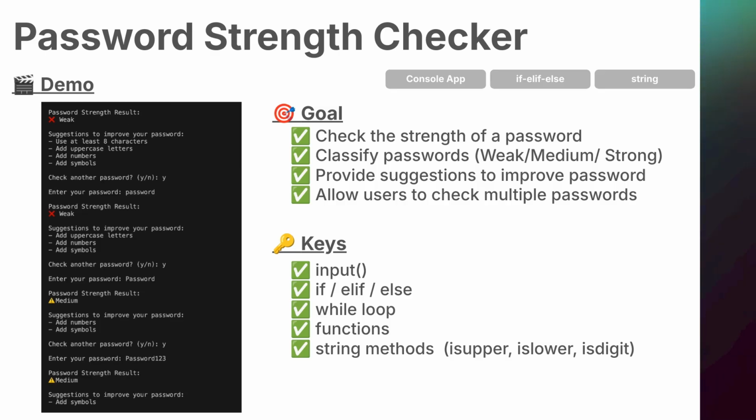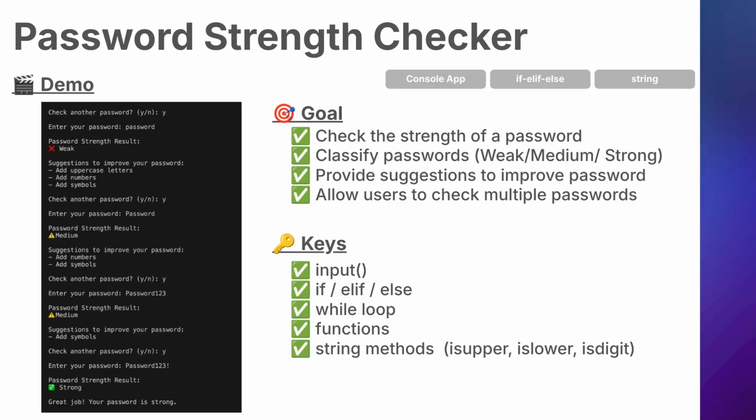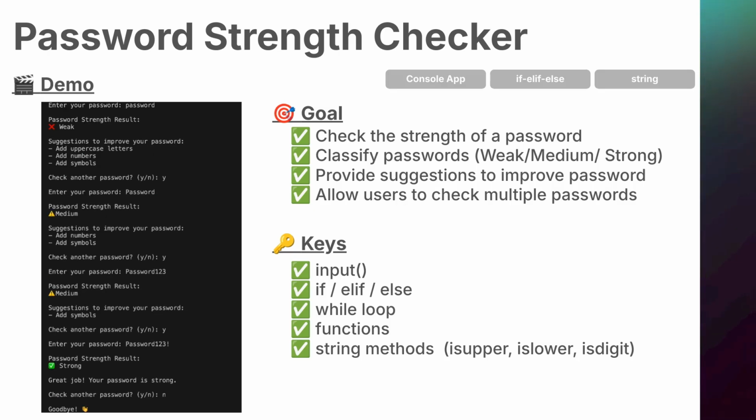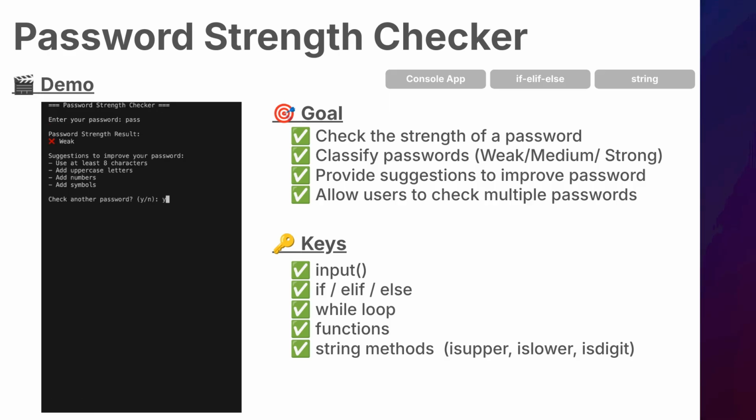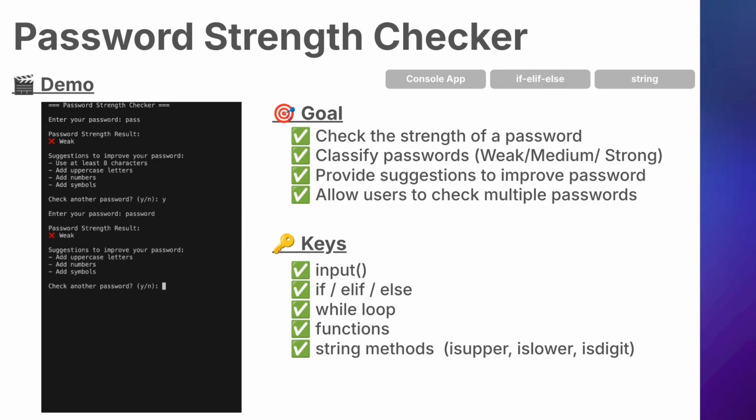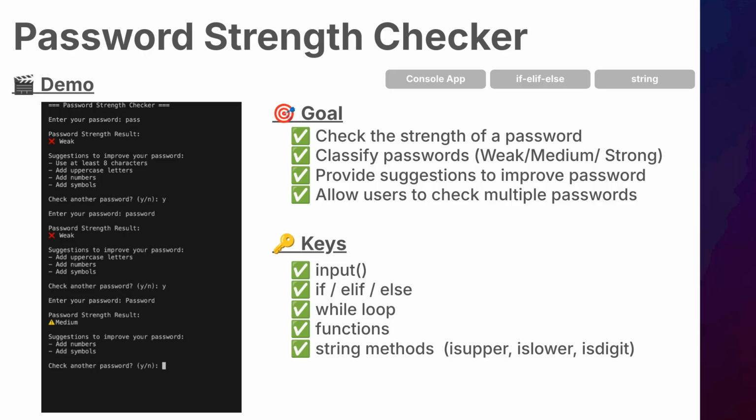Next, when the user tries a password, it's still weak, but for slightly different reasons. When they enter a password with an uppercase letter, the strength improves to medium. Then with password123, it becomes even better. Finally, when they enter password123!, the program recognizes it as strong and confirms that it meets all the requirements. You can clearly see how each small change affects the result.